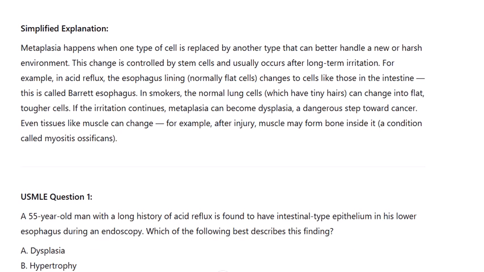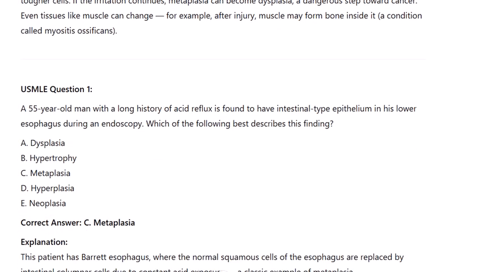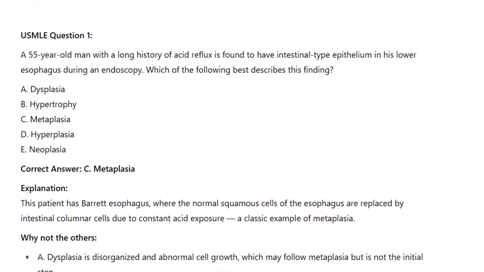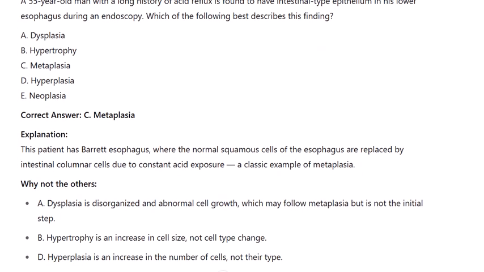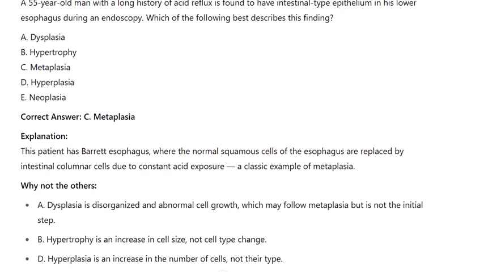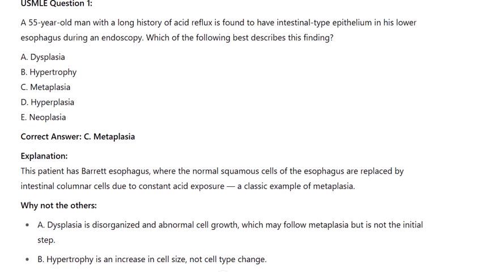USMLE question 1. A 55-year-old man with a long history of acid reflux is found to have intestinal-type epithelium in his lower esophagus during an endoscopy. Which of the following best describes this finding? A. Dysplasia. B. Hypertrophy. C. Metaplasia. D. Hyperplasia. E. Neoplasia.